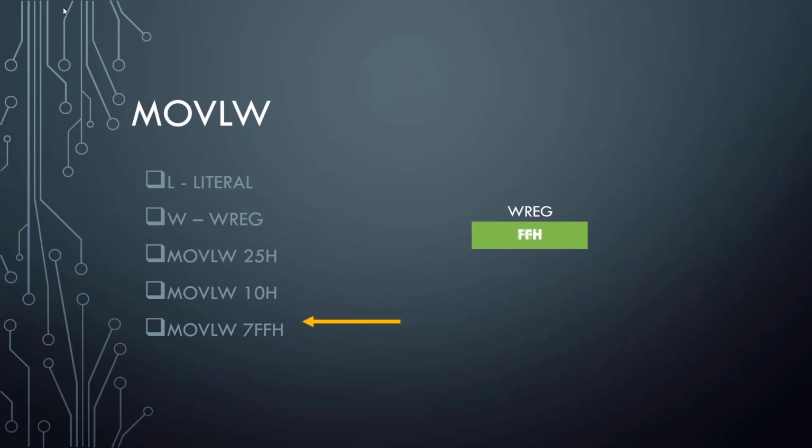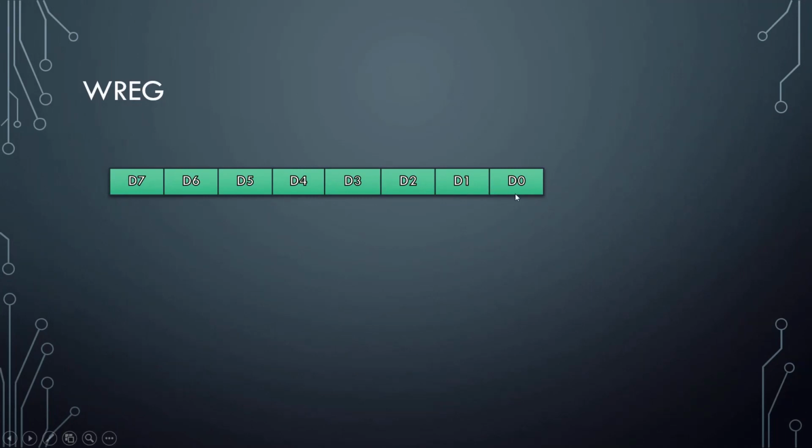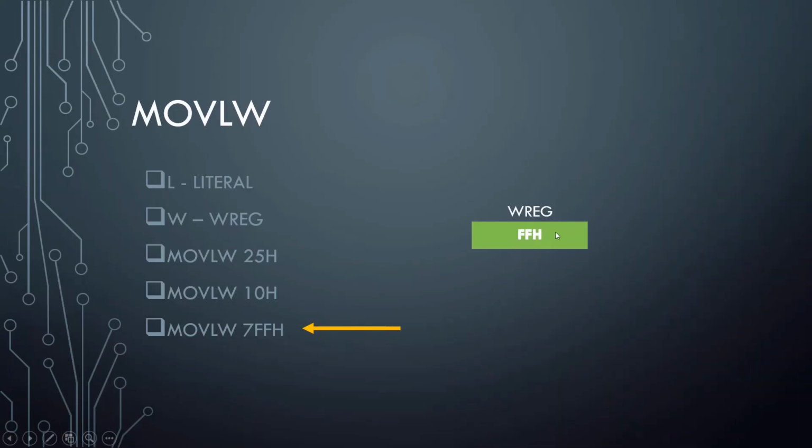Let's consider the instruction MOVLW 7FFH. This instruction tries to move 7FFH to the working register, but we know the working register is of 8-bit size. 8 bits can be named D0, D1 up to D7. So the values which can be stored are from 0 to 255 in decimal or 0 to FF in hexadecimal. A value greater than these won't be stored properly. If we try to move a value having more bits, say bits up to D9 in its binary form, it will be truncated and only D0 to D7 will be stored. That is what happens here. Only FFH is stored in the working register.